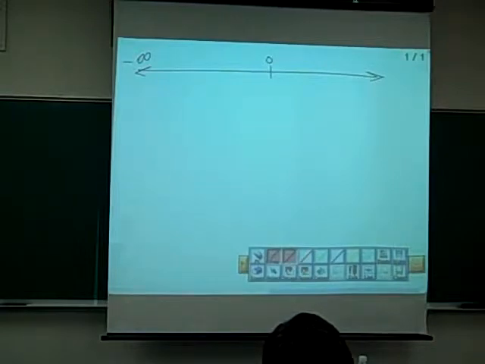Think of these in terms of, you have a number line, right? Here's 0. And you have this continuum from negative infinity to infinity, right?